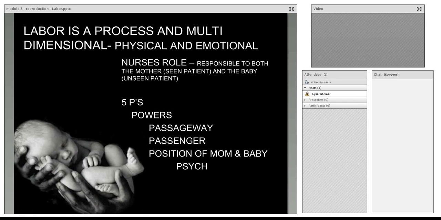Passageway. The passageway is divided between the bony pelvis and the vagina, the cervix, and the introitus. The narrowest part of the bony pelvis is the ischial spines, so the baby has to be able to get through those ischial spines. And we measure that by doing a vaginal exam, which we'll talk about as we move through this.